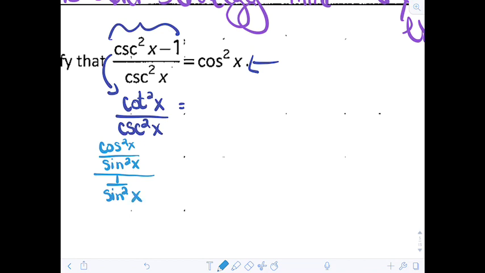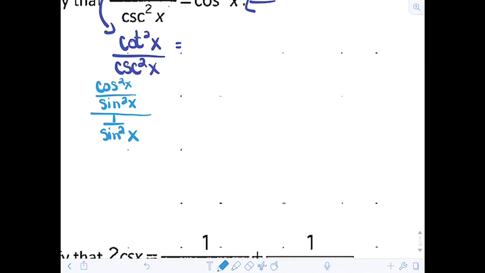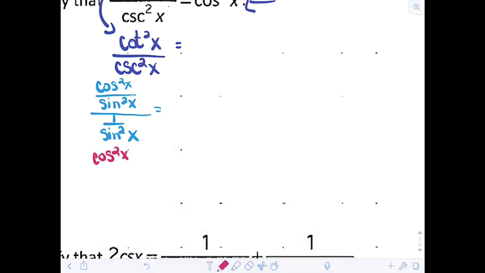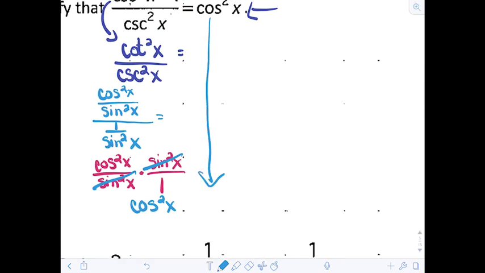Now, if you don't see that the sine squareds cancel this way, let's rewrite it even further. Spread this division out horizontally, and we can say that the cosine squared of x over the sine squared of x is multiplied by the reciprocal of 1 over sine squared, which is sine squared x over 1. And now hopefully you see that the sine squareds cancel, and I am left with cosine squared x, and that is what I needed. Cosine squared x equals cosine squared x.